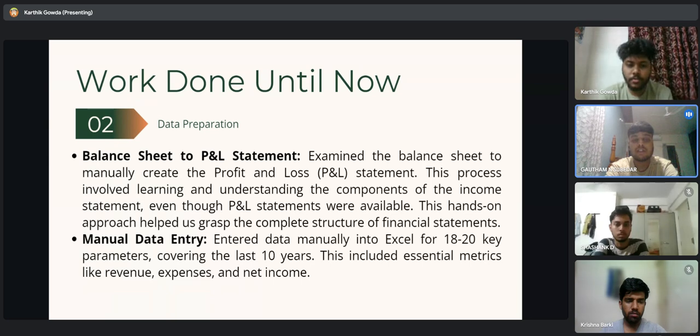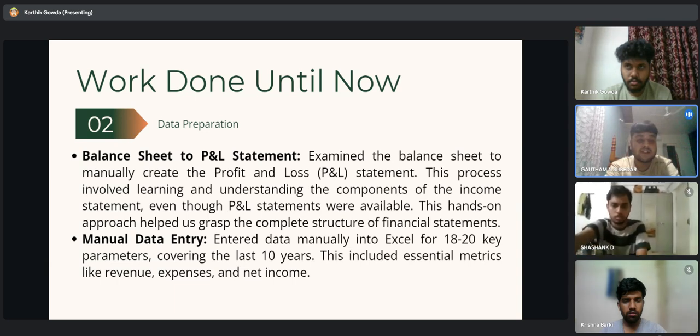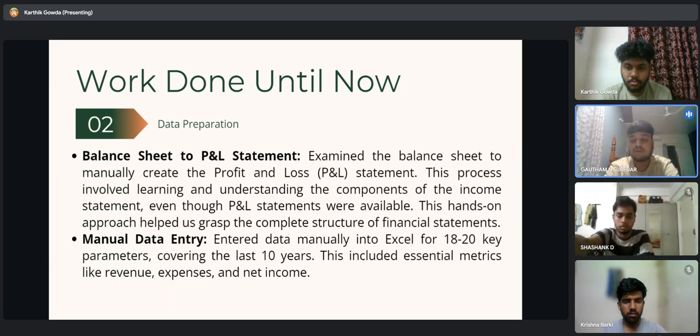So sometimes, even though you get the profit and loss statements through websites or the company's data manual or so on, when we do something manually, we tend to gain more knowledge. So we have chosen to do it manually. As you can see, in the last part, the manual data entry, we entered the data manually into Excel for around 18 to 20 key parameters covering the last 10 years, so that it could include essential metrics like revenue, expenses, and net income, and so on.